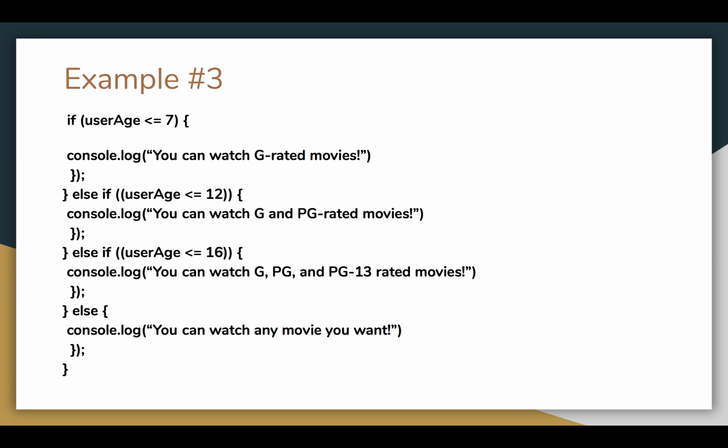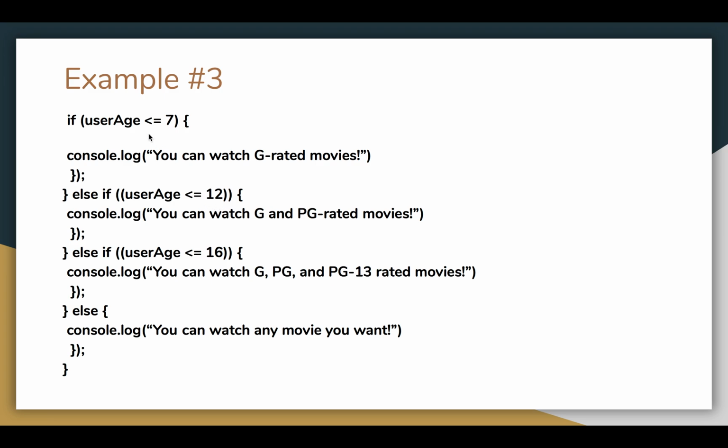So here you see, if user age is less than or equal to 7, then this message, you can watch G-rated movies, will pop up. If this conditional expression proves to be false, then it moves down and the next one is checked here: else if user age is less than or equal to 12.